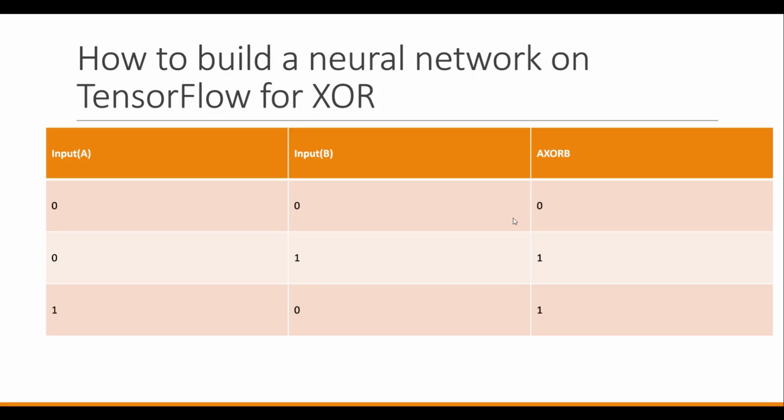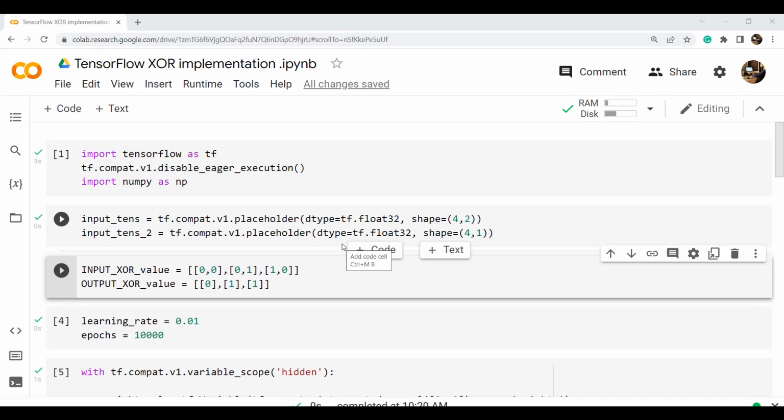Now that we know how an XOR gate works, let us start with the implementation of XOR using TensorFlow. Now we will build the simplest neural network with 3 neurons to solve the XOR problem and train it using gradient descent. Now we will start with the implementation of XOR using TensorFlow.